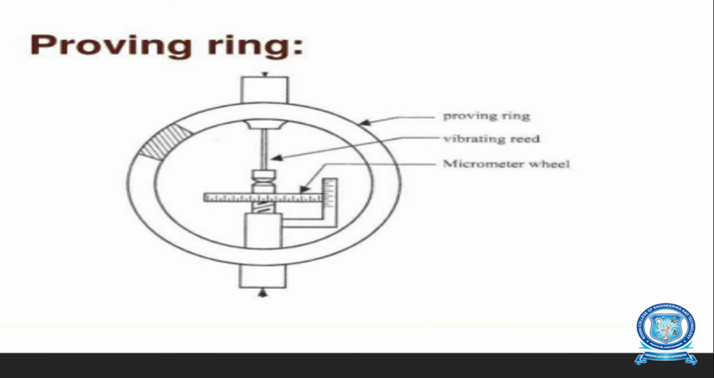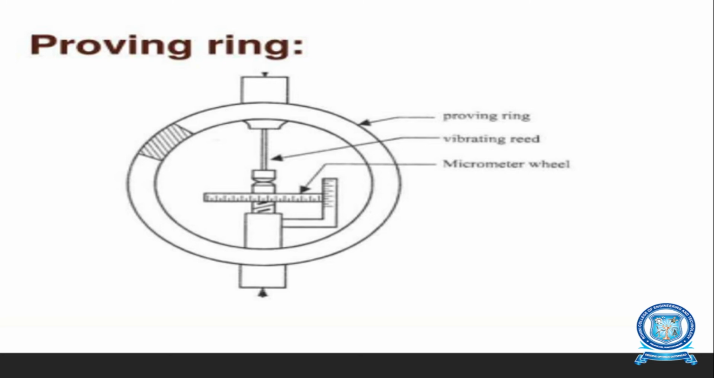Next one is proving rings. In this arrangement, there's a proving ring, a vibrating reed, a micrometer wheel, and a scale arrangement to find out the exact measurement of the force.